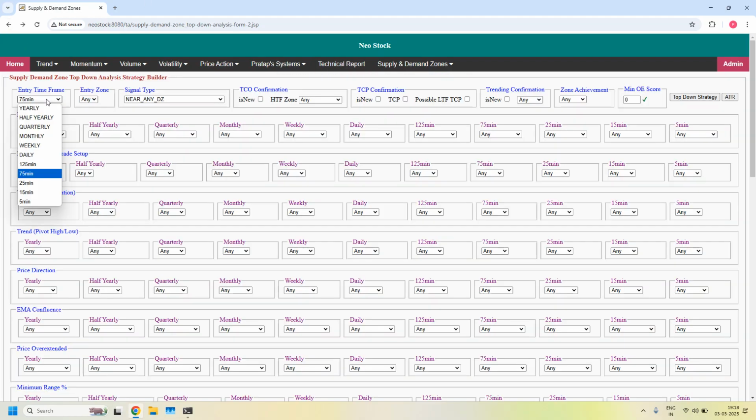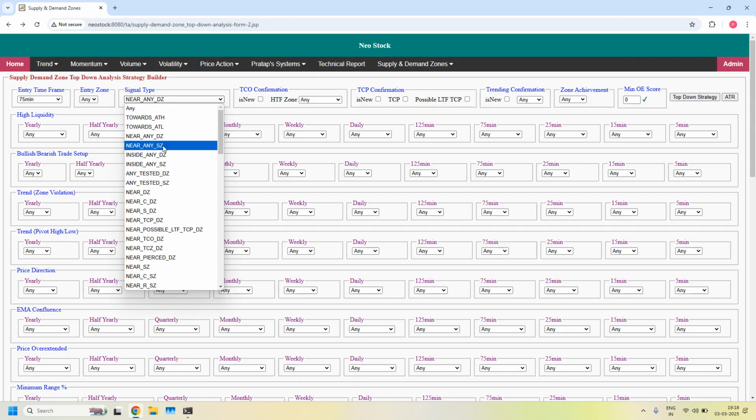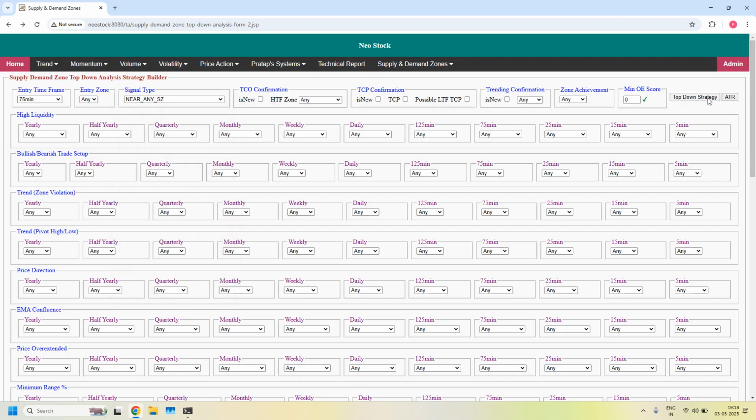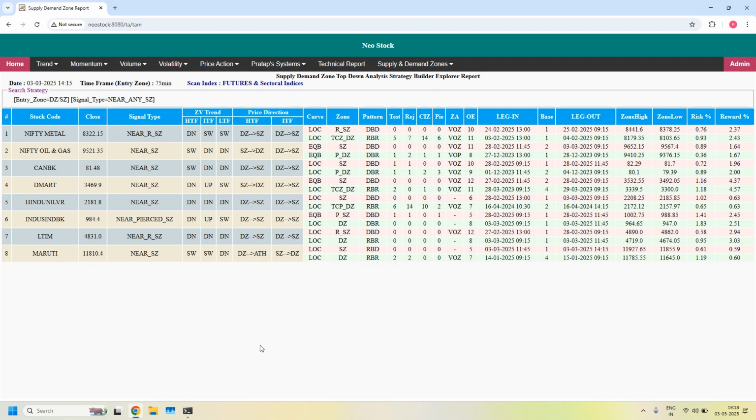Okay, next for 75 minutes time frame, let us find the stocks near 75 minutes supply zone. We got 8 stocks. Let us identify high liquidity supply zone. First one is NIFTY metals, but it is not listed in F&O. L&T Mindtree. This is a high liquidity 75 minutes supply zone. Only one stock we identified from this list. Stocks near 75 minutes supply zone.